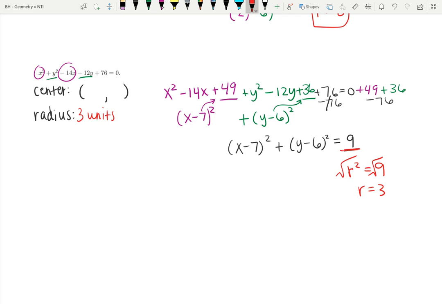And to find your center, remember this is h, change the sign. This is k, change the sign. So you got 7, 6.